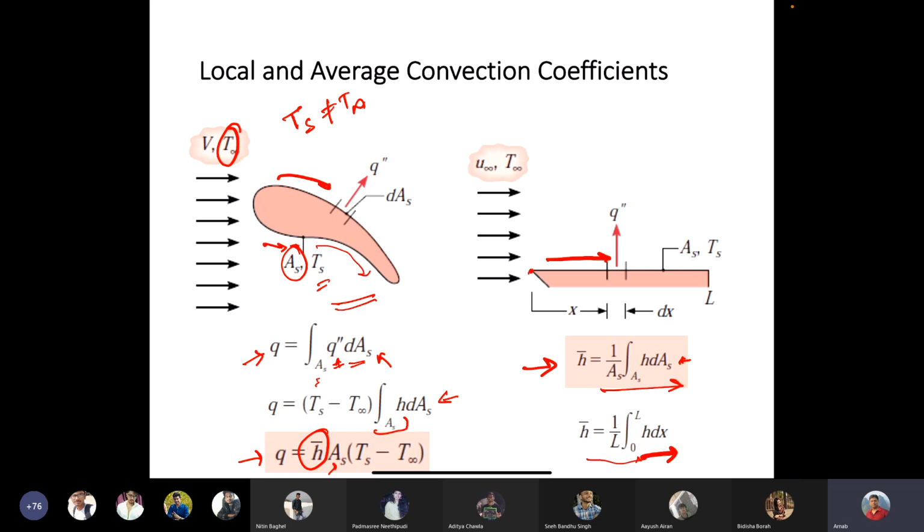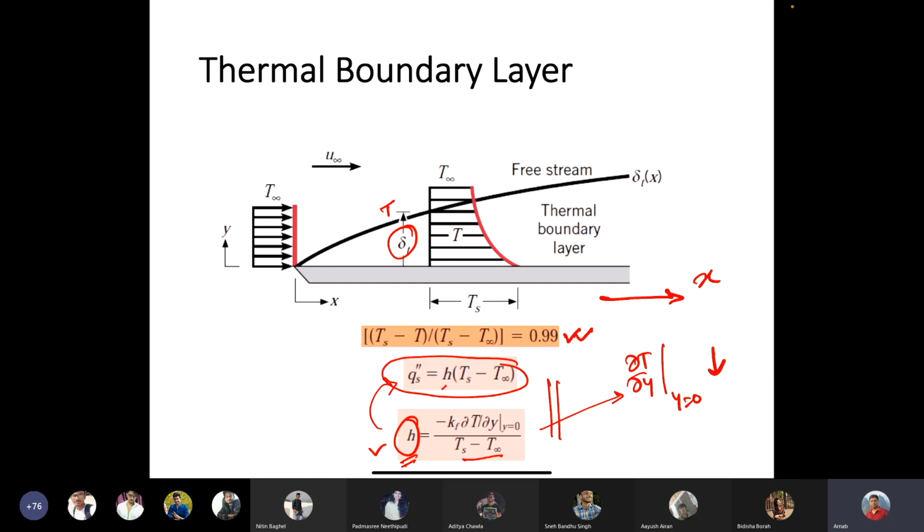Is it clear? Any question? Sir, can you please explain why the convection coefficient changes with x? Yeah, so this is where I just mentioned. Look at this expression.